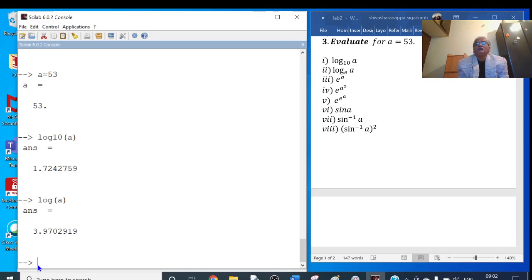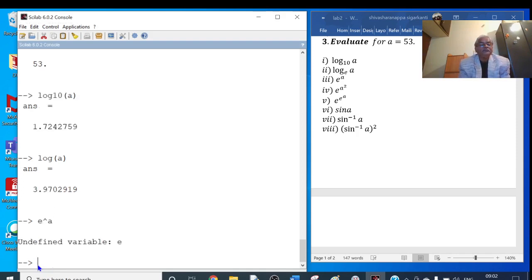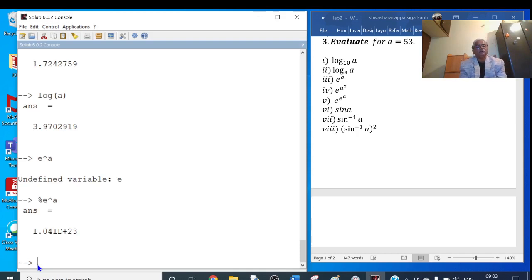Third one is e to the power of a. This is the mathematical constant e. In Scilab, if I write e to the power of a, this will return undefined variable e, because we have not defined e. If I press enter button here, undefined variable e. To enter the mathematical constant e in Scilab, I have to give it as %e. This gives our mathematical constant e. This to the power of a. Now we get the answer. This is equal to 1.041 into 10 to the power of 23.